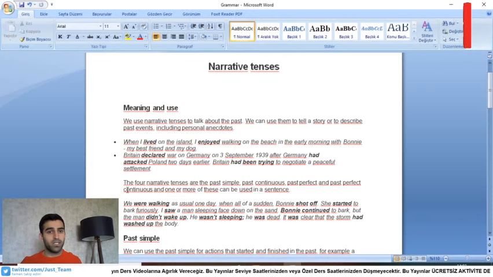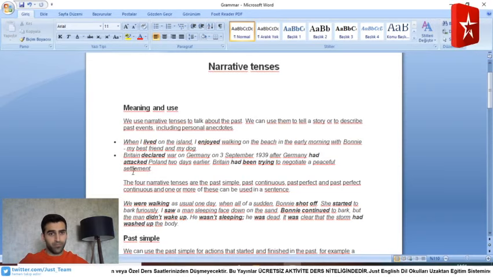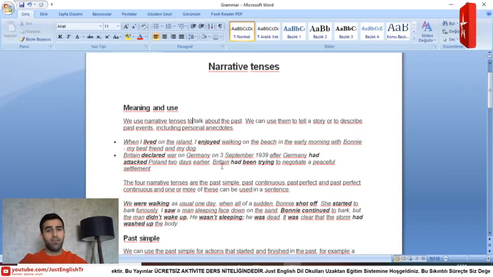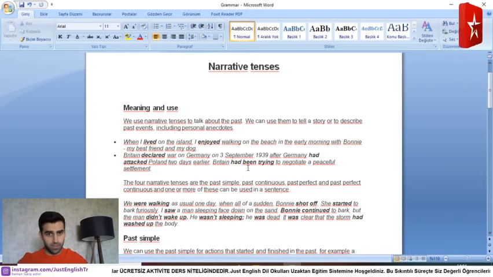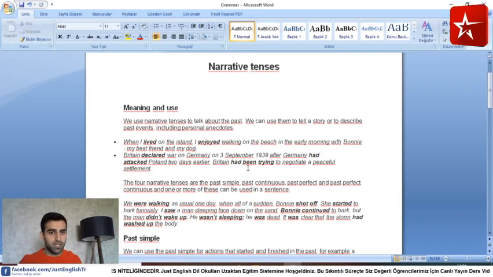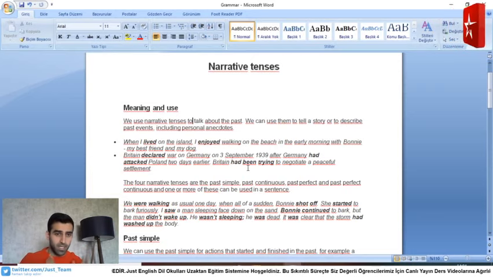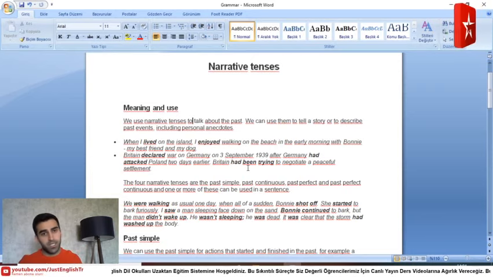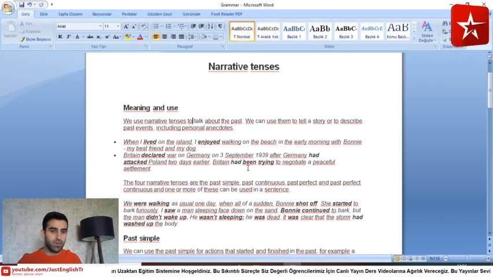Britain declared war on Germany on 3rd of September 1939 after Germany had attacked Poland 2 years earlier. So Britain had been trying to negotiate a peaceful settlement. As you see, we have three different tenses here. We have past simple, past perfect, and past perfect continuous. All right, so firstly, I will explain them step by step, starting from past simple and past continuous and past perfect and past perfect continuous.